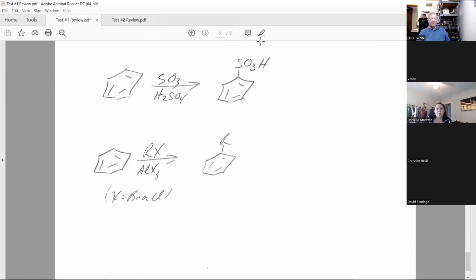And here, if you take an alkyl halide and aluminum trihalide, where X can be bromine or chlorine, with benzene, you put on an R group, making a carbon-carbon single bond. Remember, the bond from the benzene ring to the R group is on the carbon that had the halogen. I'll say that again. The bond from the benzene ring to the R group on the RX is to the carbon in R that was originally bonded to the halogen.